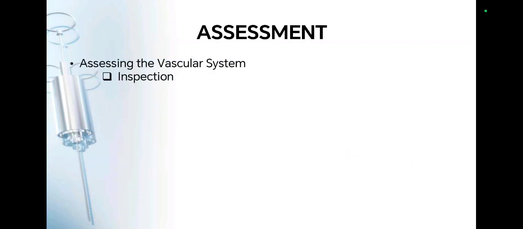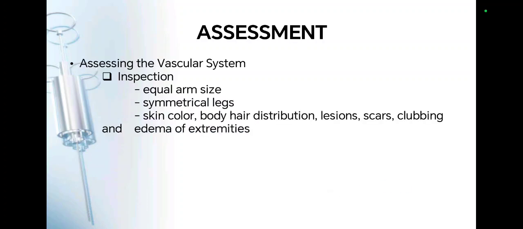Now, let's go to assessing the vascular system. So inspect for equal arm size, symmetrical legs, and check for the skin color, body hair distribution, lesions, scars, clubbing, and any presence of edema of the extremities.